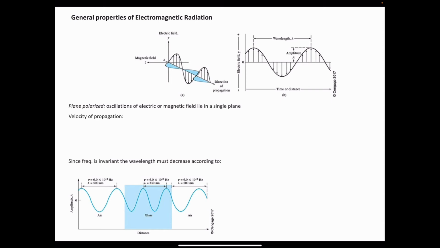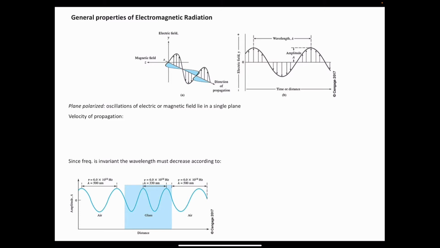In this video, I'll be talking about the general properties of electromagnetic radiation, or light. The first half of this course is based on techniques that probe the interaction of matter with electromagnetic radiation. These are known as spectroscopic techniques, or generally spectroscopy.